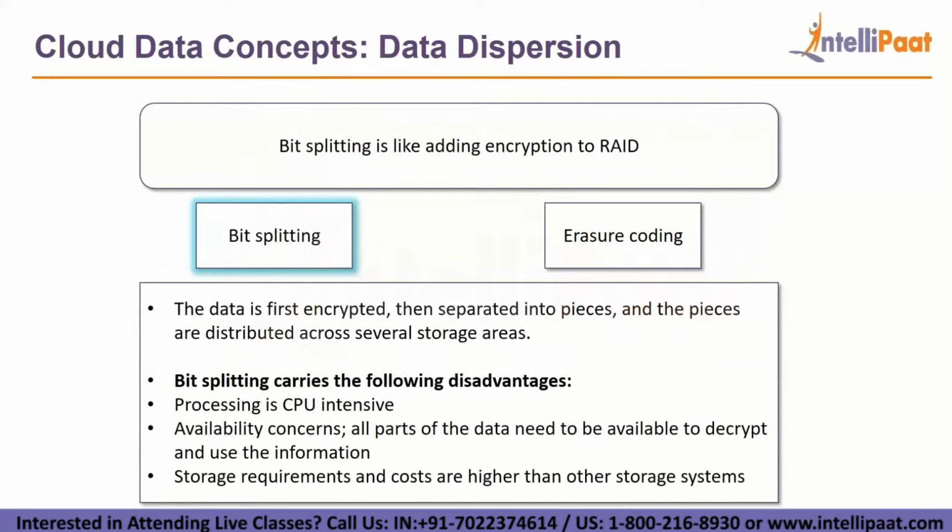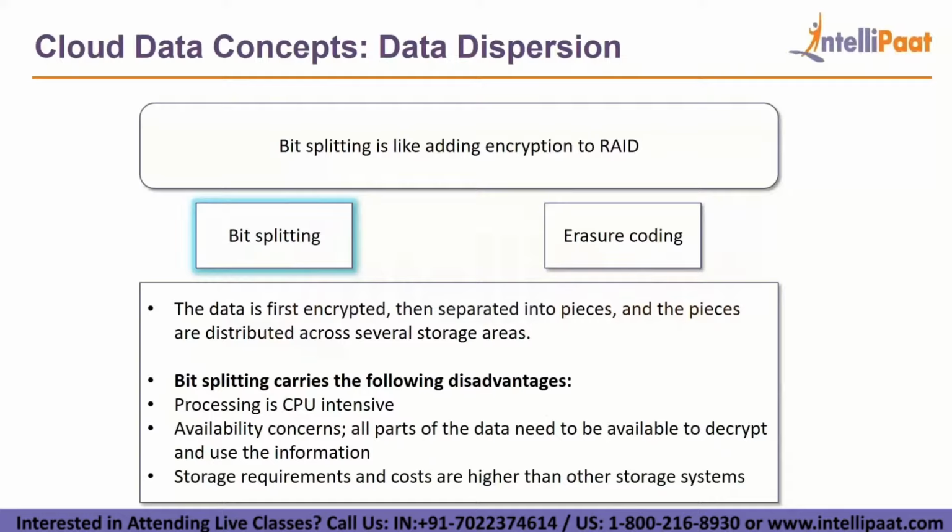Bit splitting is like adding encryption to RAID. RAID stands for Redundant Array of Independent Disks. Here we store data in an array of disks, and it allows us to store data in a more secure way. Similarly, bit splitting works much more like that, but with encryption added to it. The data is first encrypted, then separated into pieces, and the pieces are distributed across several storage areas. This is so that even if one of the storage locations gets compromised, the person who has the compromised storage location cannot access the complete data. He can only access a chunk of data, which may not be something useful for them.